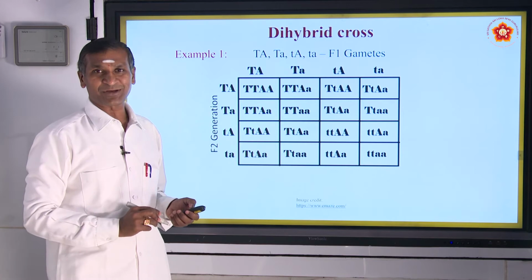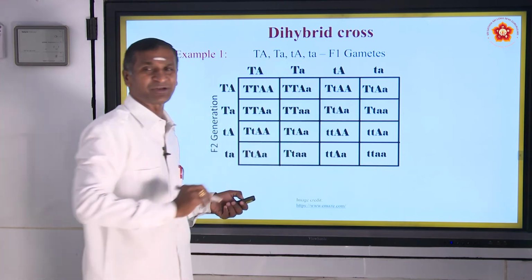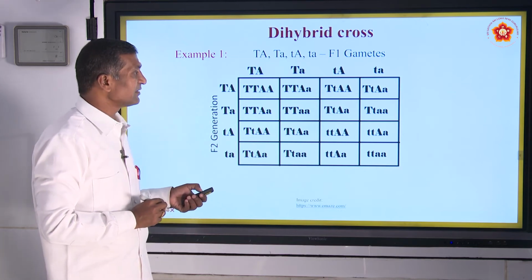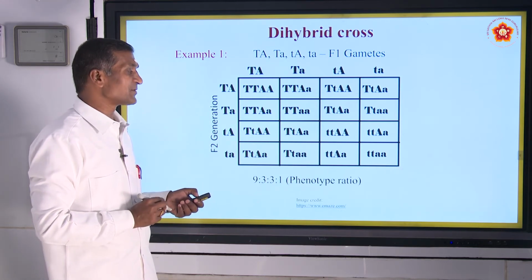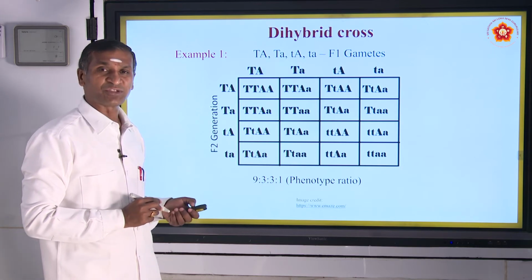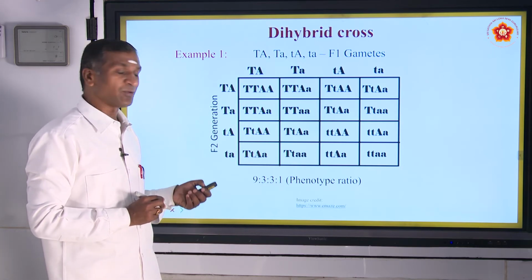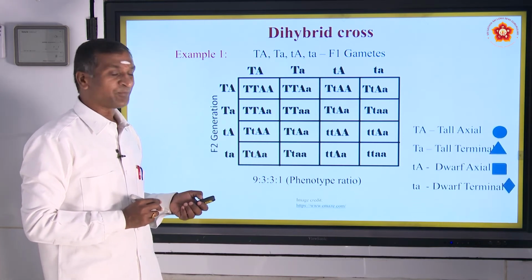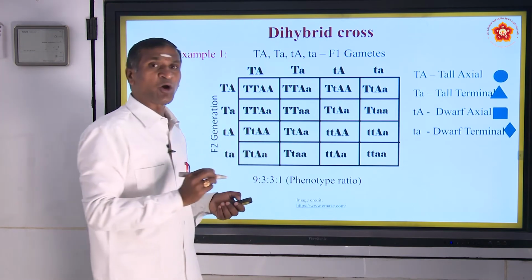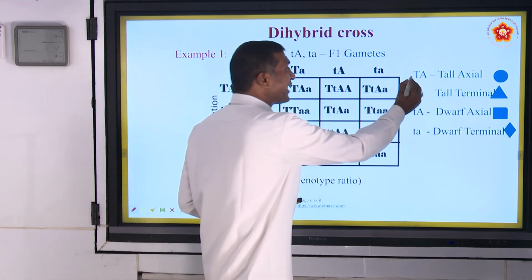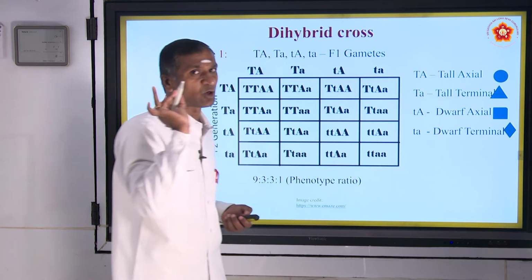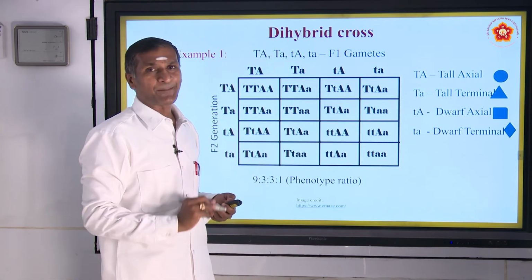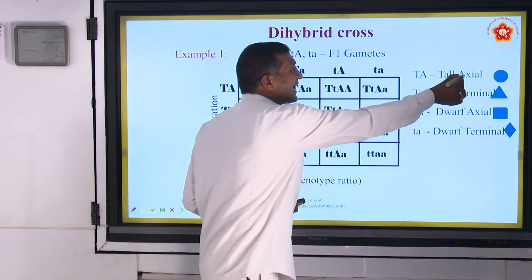Very simple to work out and write all these things in the checkerboard with perfect alertness. What are the types? Then we got 9:3:3:1 phenotype ratio. How? Let us check out. Please observe here. Out of two T's, if one capital T is there, it is tall. Understood? Out of two A's, if one capital A is there, then it is axial.